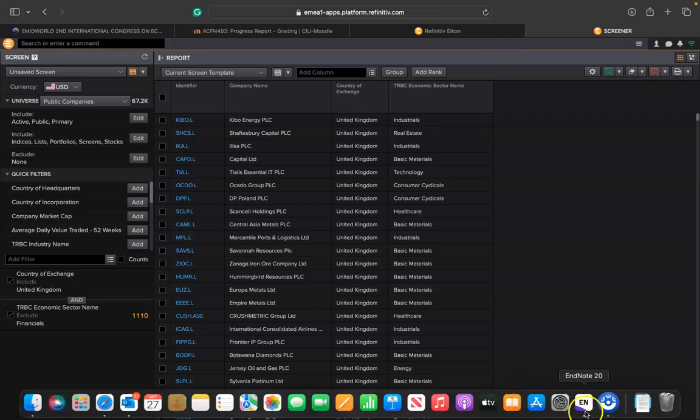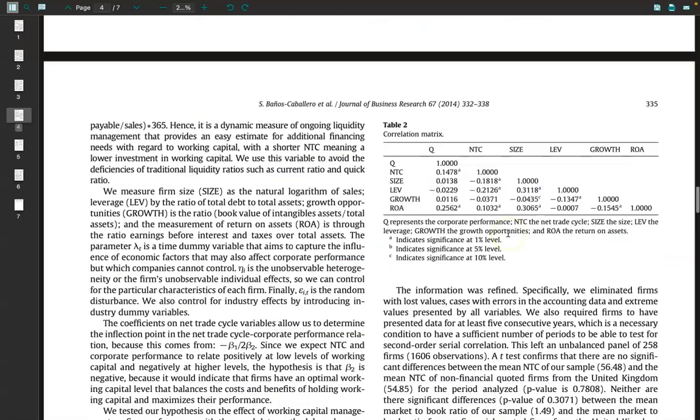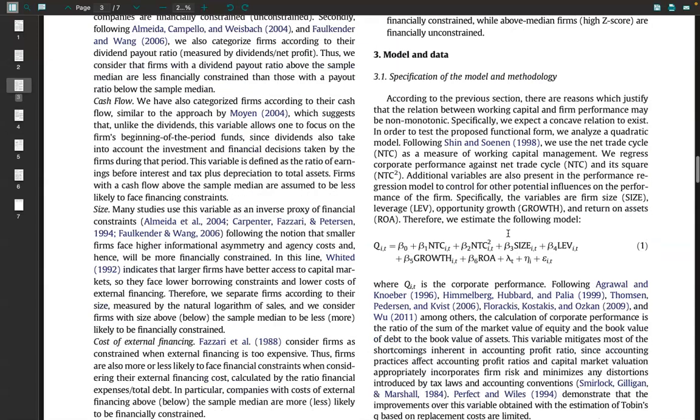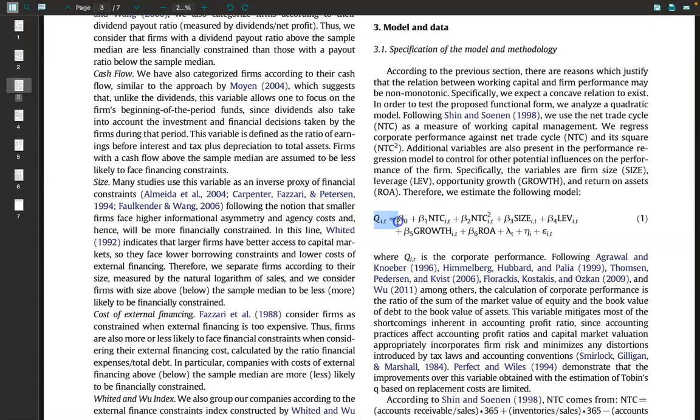If you remember from our model that we have, Q_it is the sum of the market value of the equity and the book value of the debt to total value of the assets. So over here, I need three data: market value of the equity, book value of the debt, and book value of the assets. So I need to download this data.